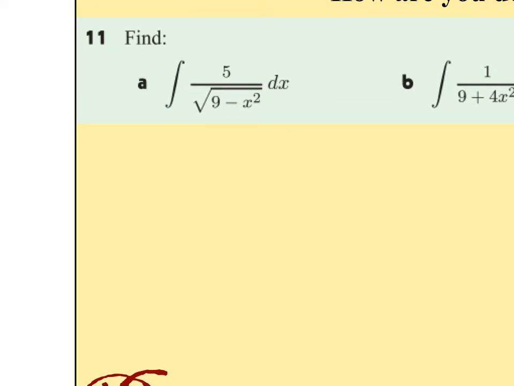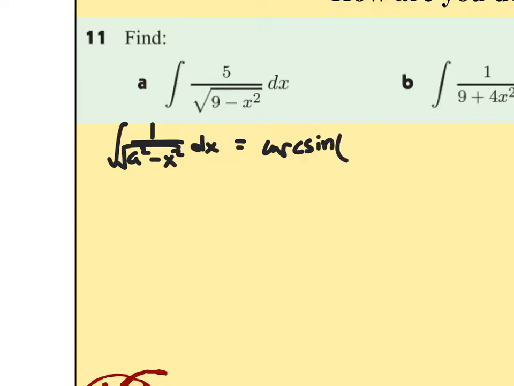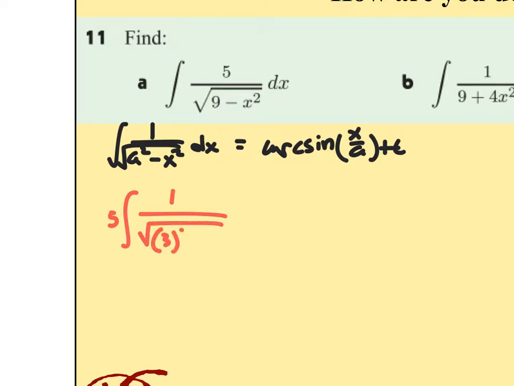Alright, so here I would use some form of the integral of 1 over the square root of a squared minus x squared dx, which is equal to, as we recall, the arc sine of x over a plus c. Let's see if we can put that in that form. I'm going to bring that 5 out in front. I would leave this as 1 over the square root of 3 squared minus x squared dx. So it looks like a equals 3.